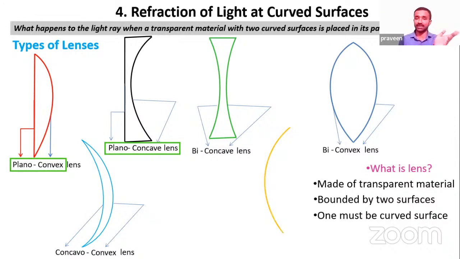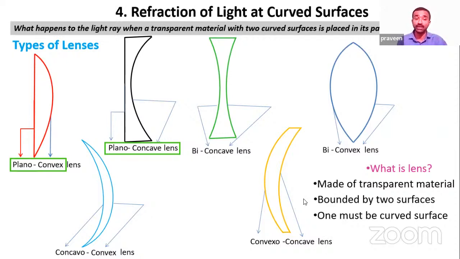Then one more possibility is that the left side surface is convex. So I'm taking the left surface as convex, and the right side surface is concave. So left is convex, right is concave. This type of lens is called a convexo-concave lens. So how many types are there?